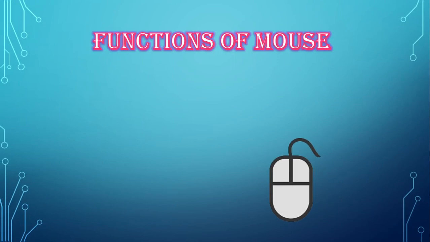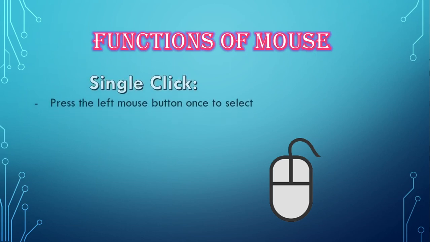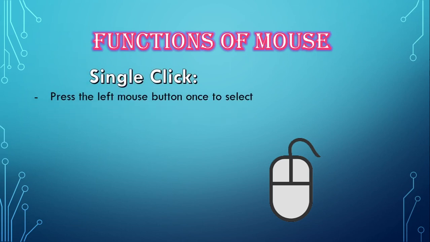Now we will learn about the functions of mouse. Single click. Pressing the left mouse button once to select is called the single click. Let's see how we operate this one. We can select by pressing the left mouse button like this.